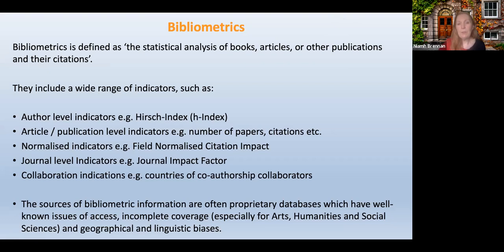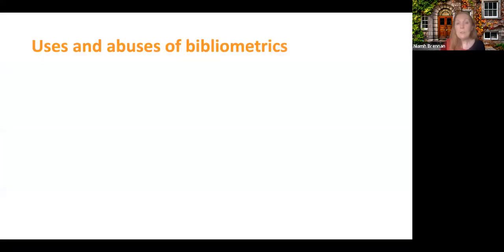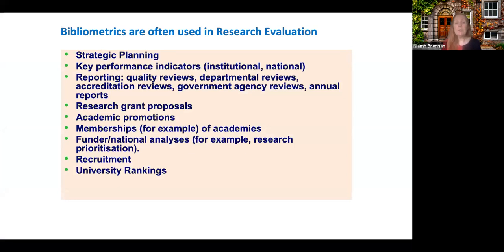Moving on then, the uses and abuses of bibliometrics. Bibliometrics, as you know, are often used in research evaluation. They can be used for strategic planning to inform an institution or a school or department or even an individual about how they're doing, or where they think they're doing compared with others in their area, and where they think they might go. They can also produce key performance indicators at the institutional or the national level. They can be added to quality reviews, departmental reviews, accreditation reviews, reviews for government agencies, annual reports.